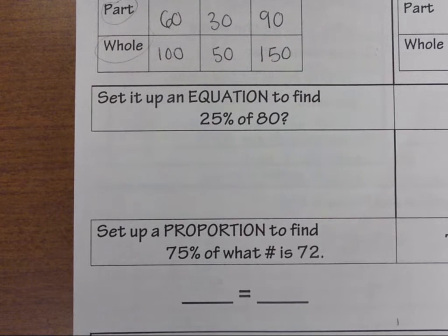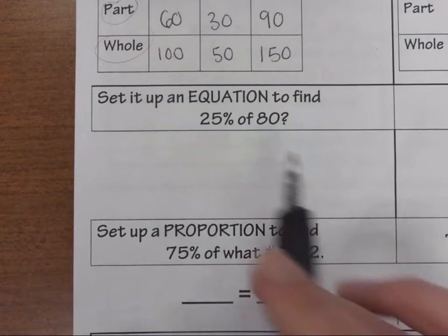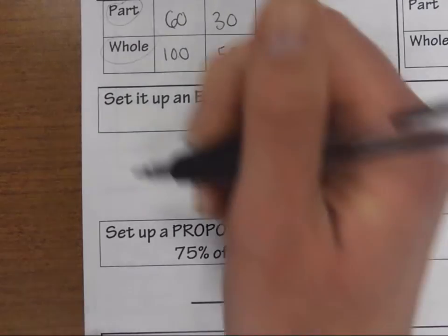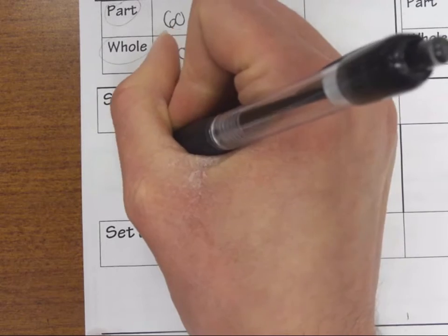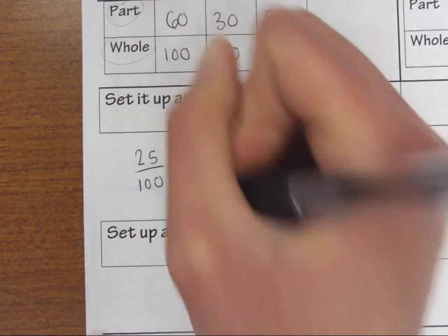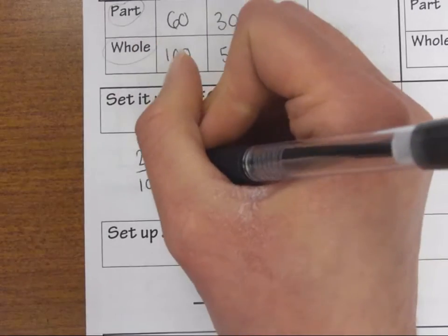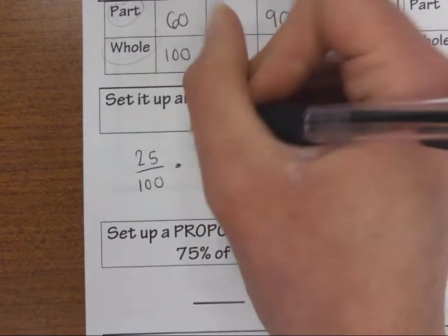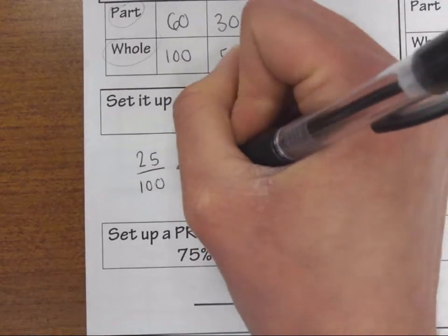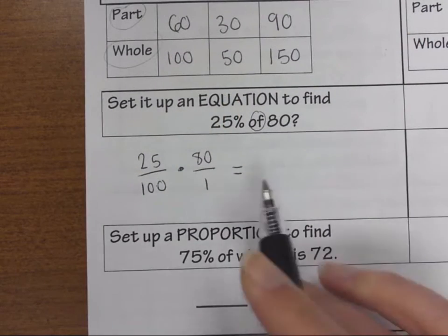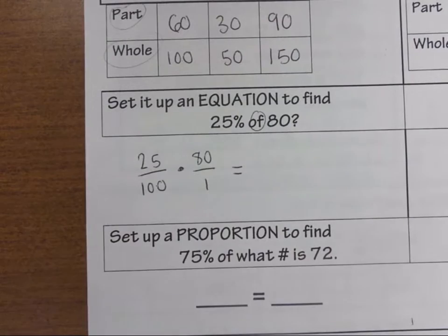So this one we're going to set up an equation. First I'm going to start by writing 25% as a fraction. We saw how to do that yesterday. I write that as 25 over 100. And of means to multiply, so I can multiply this fraction by 80. I can write that as 80 over 1 to make it a fraction. And then I'm going to set it equal to whatever this multiplies out to be.